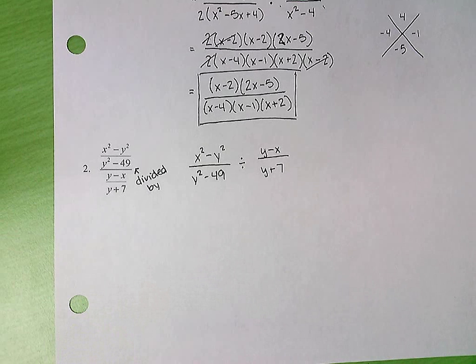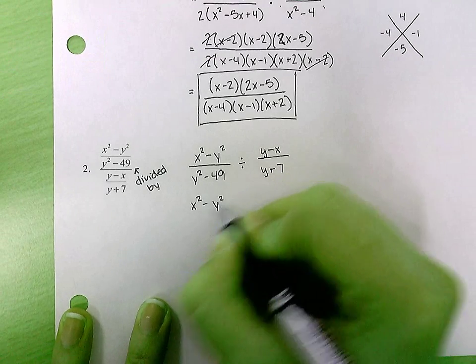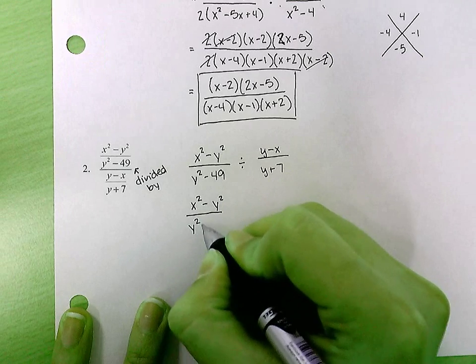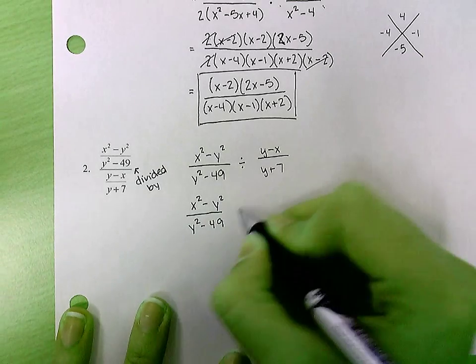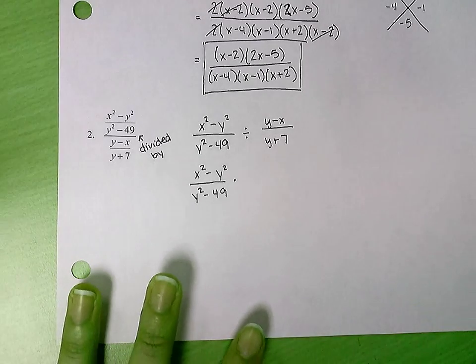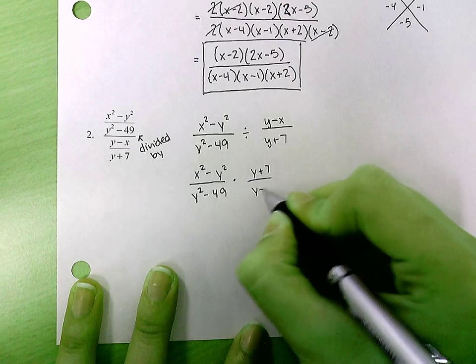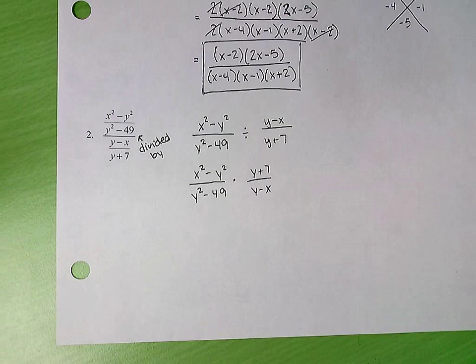Okay, now once we have it as that division expression, I can change it into multiplication. So we have x squared minus y squared over y squared minus 49, and we want to multiply by that reciprocal, so y plus 7 over y minus x. Okay, from here I want to start factoring.